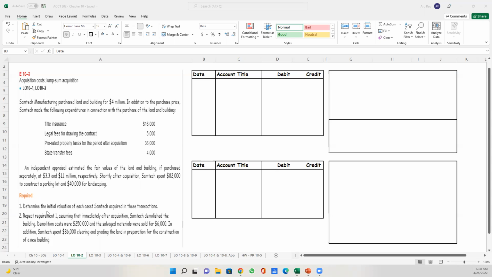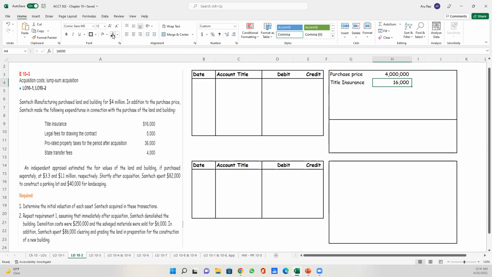Let's do part one. They've asked us to determine the initial valuation of each of the assets acquired in these transactions. That's land and building. So let's take a look at what we have over here. We have two assets we've acquired. The purchase price, let's start out with, sorry, it's not $1 million, $4 million.